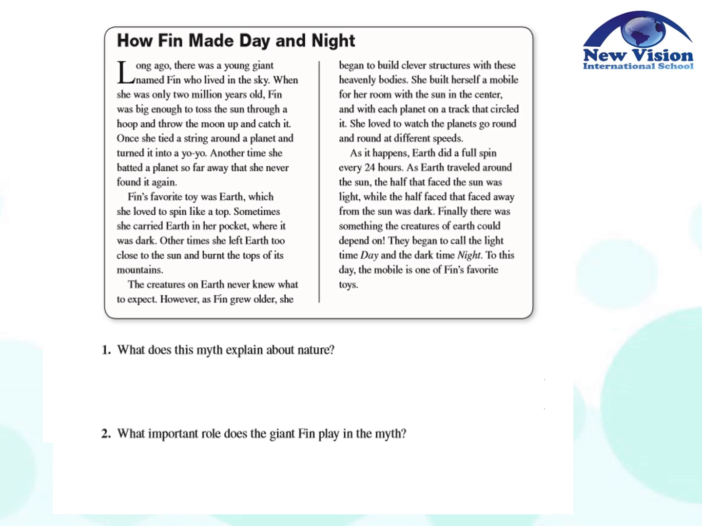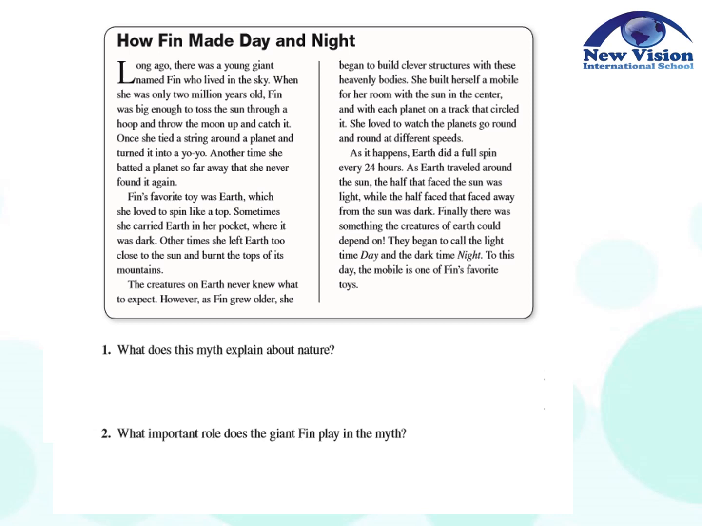As it happens, Earth did a full spin every 24 hours. As Earth traveled around the sun, the half that faced the sun was light, while the half that faced away from the sun was dark. Finally, there was something that creatures of Earth could depend on. They began to call light time day and dark time night. To this day, the mobile is one of Finn's favorite toys.